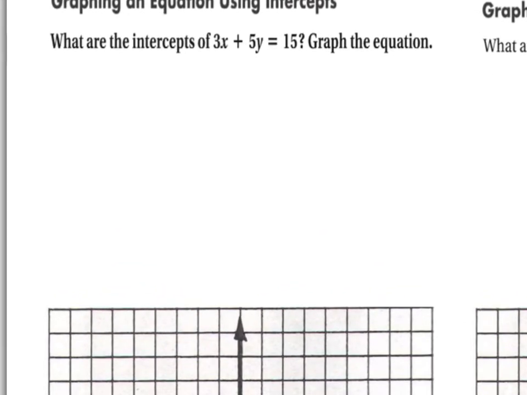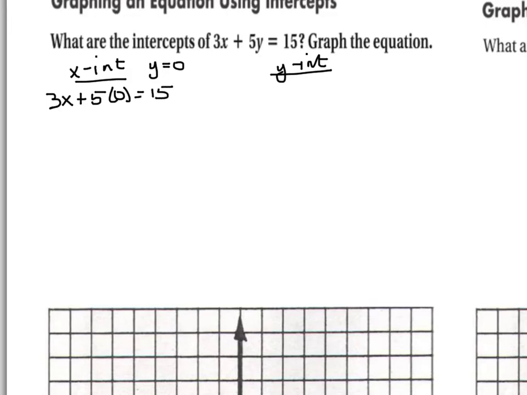Okay, so let's take a look here at this first one. What are the intercepts of 3x plus 5y equals 15, and then graph the equation? So let's take a look here. We've got the x-intercept and we've got the y-intercept. Okay, for the x-intercept, again, y is going to be 0. So if I put 0 in for y, 3 times x plus 5 times 0 equals 15. Essentially, this is going to go away, it's going to cancel out, so I've got 3x equals 15.